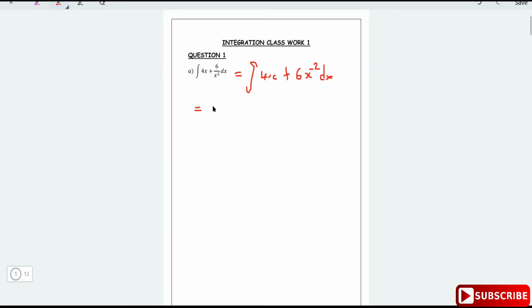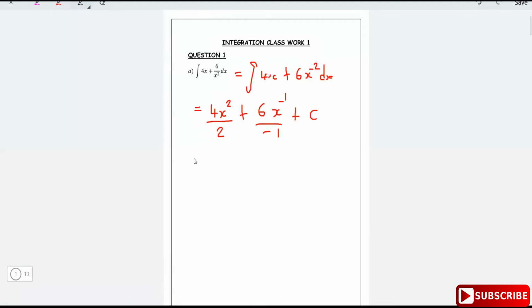When we integrate 4x, we're going to add 1 to the power. This is how we integrate. We add 1 to the power. The power of x right here is 1, so it becomes 2. Then we divide by the power. Plus, integrating this, now we're going to add 1 to the power, so it's going to become 6x to the minus 1. Then divide by the power, minus 1. But when you integrate, you always put plus c, a constant of integration.